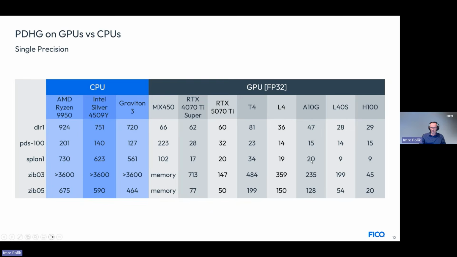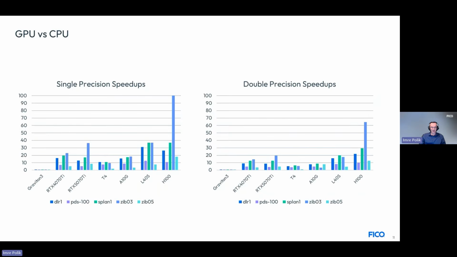And some of these speedups are actually very significant. I mean, you can get over 20 times speedup, or even better than that, like 50 times speedup on the high-end cards. So let's look at some graphical representation of the same thing. So again, these are the same 5 instances. And then we now have both the single precision and the double precision speedups compared to the Graviton 3.